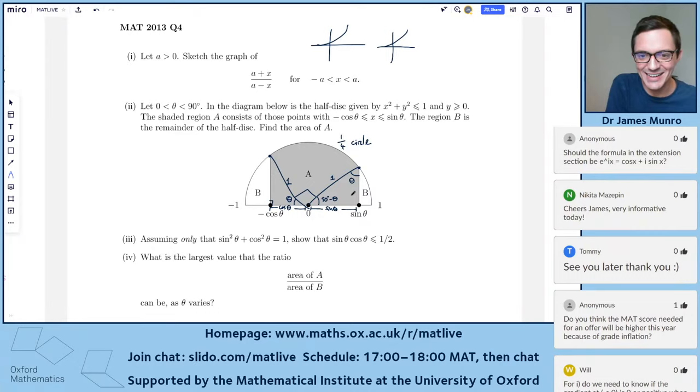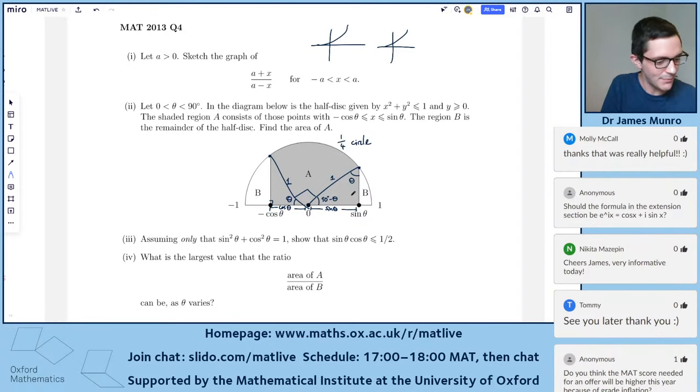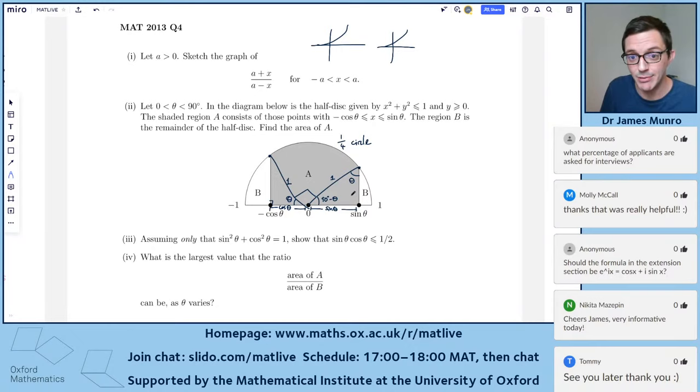Molly's off. Bye, Molly. What percentage of applicants do we interview? About 30% for mathematics. At the moment, we've got about 10 applicants per place, and we shortlist down to about 3 per place. So that's about 30%.